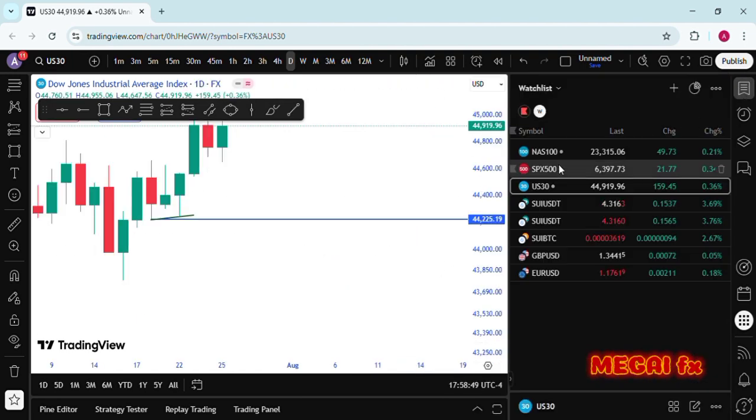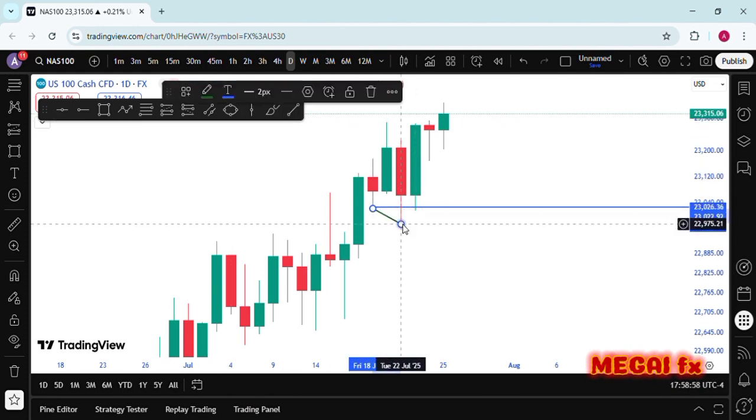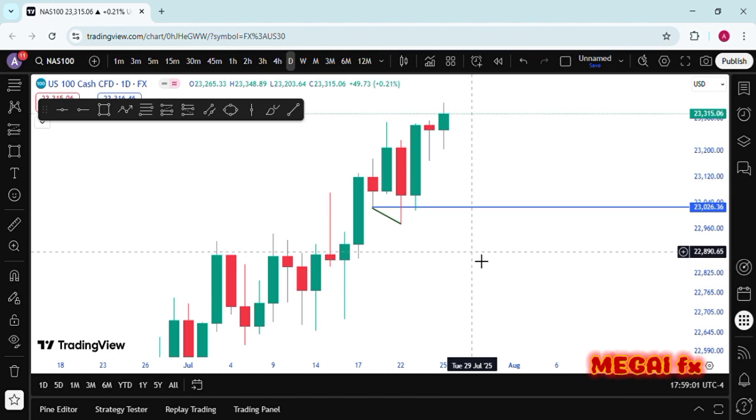But look at what happened on Nasdaq. Look at what Nasdaq did. Tuesday, look at Tuesday. Tuesday took out Friday's low. This is bullish SMT divergence.